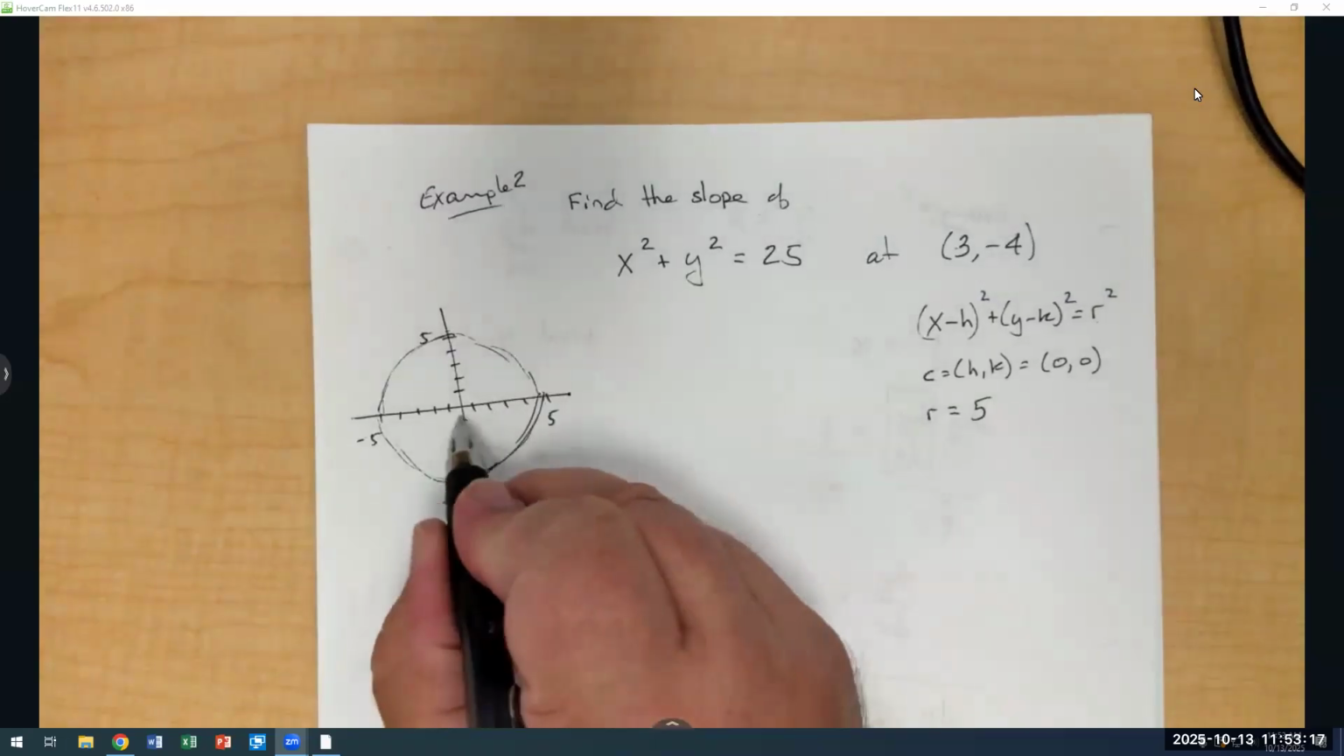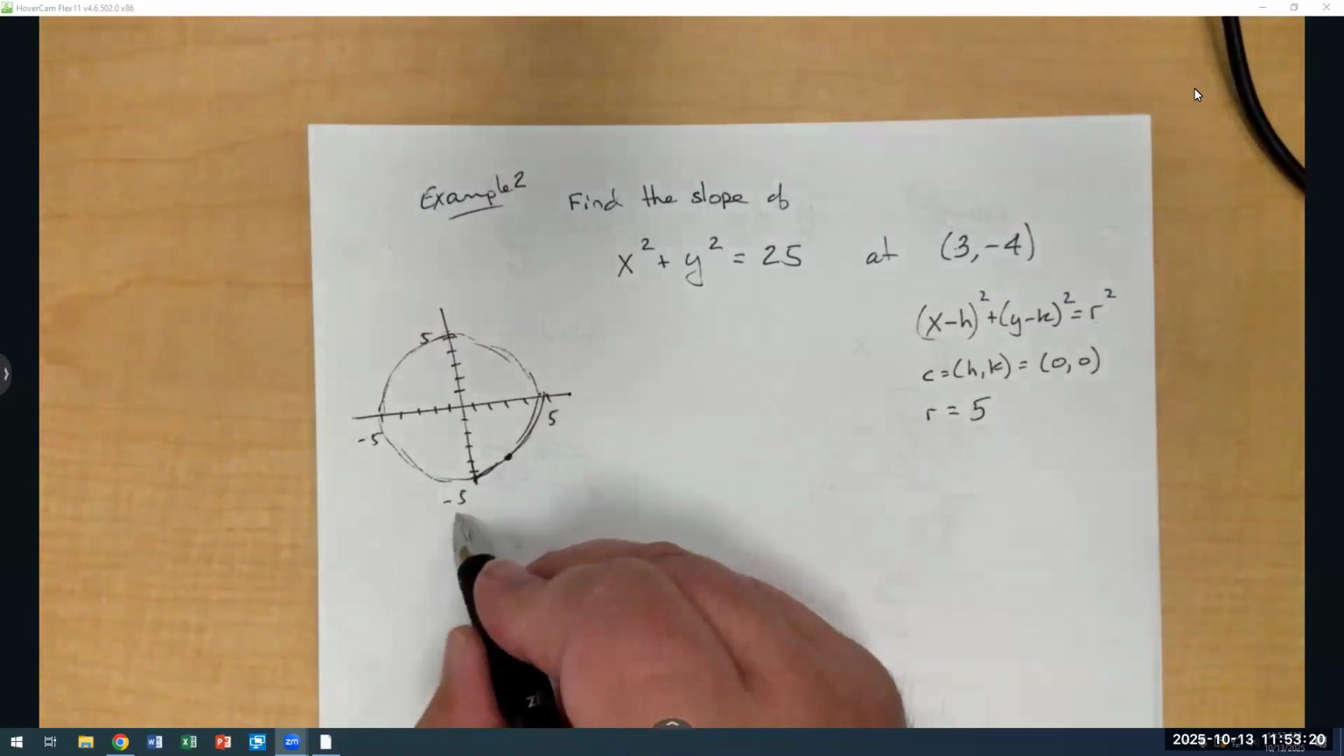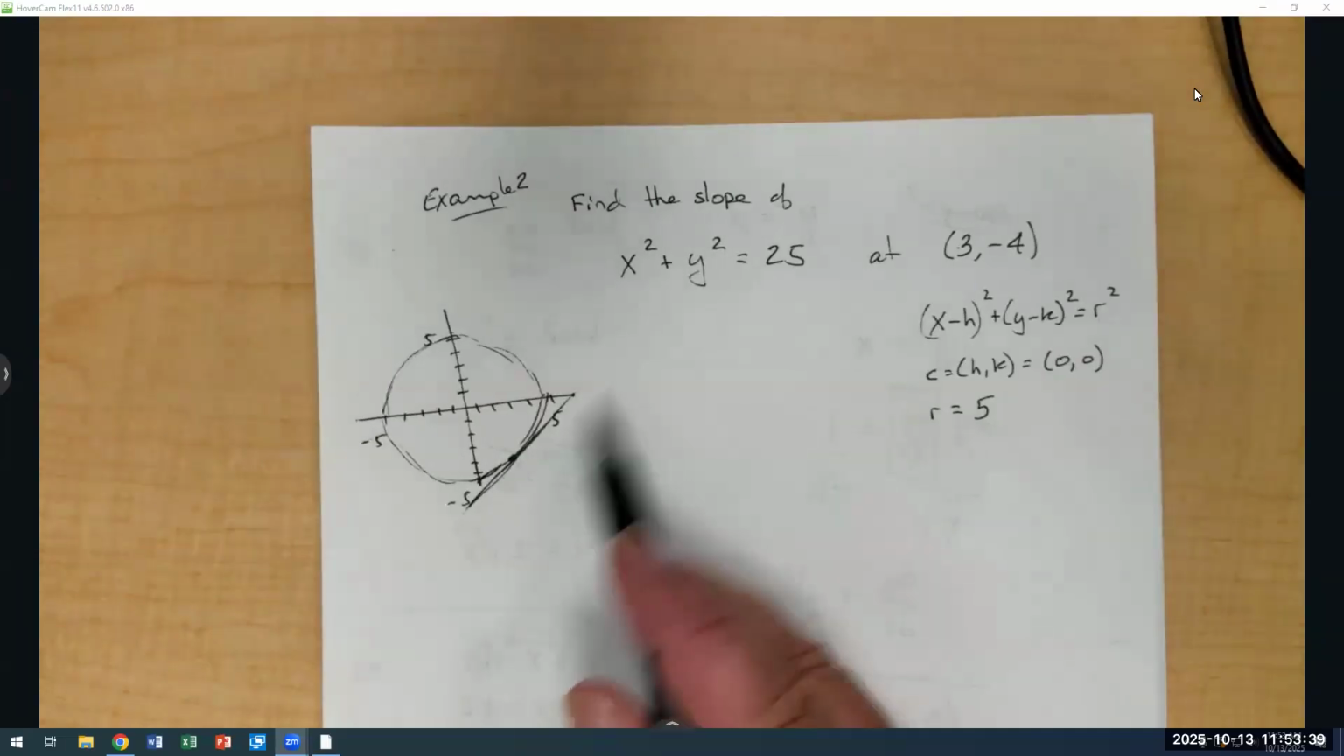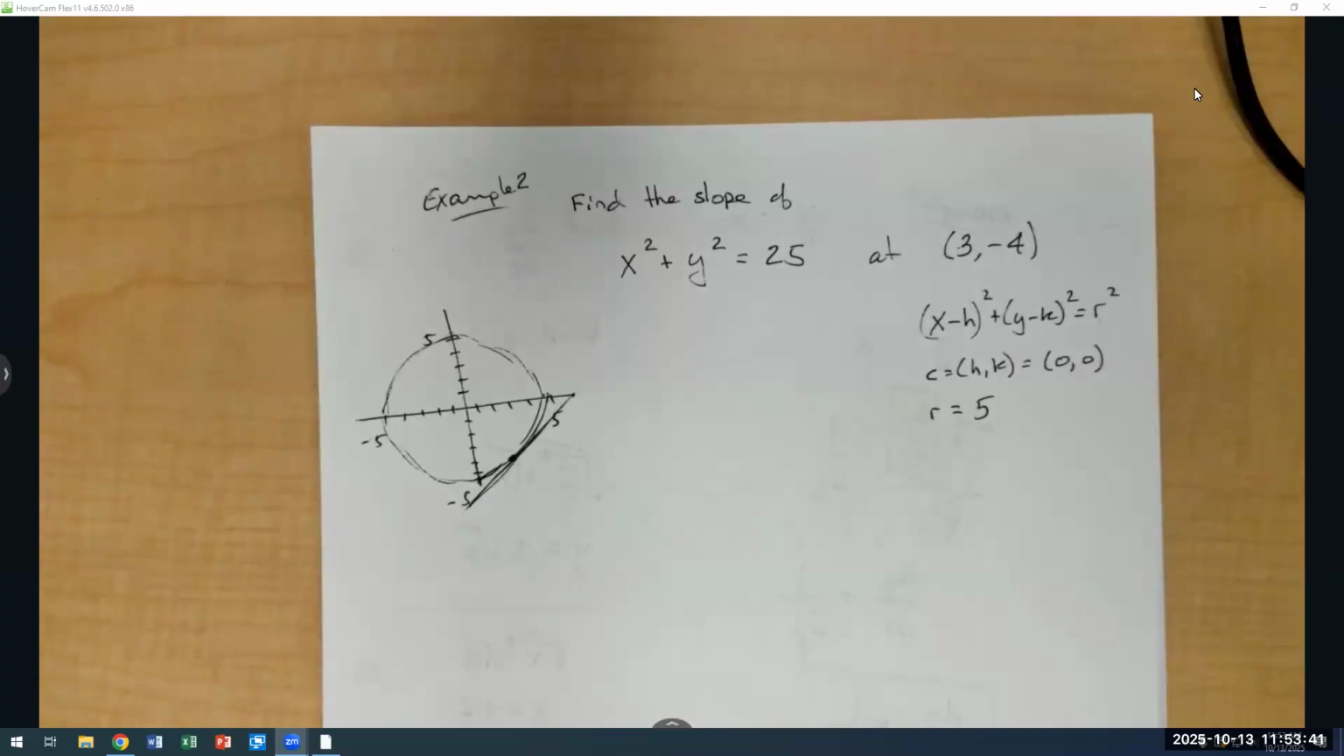What we're looking for is at (3, -4). What's the slope of the curve at that point? Half of the battle is won already because we know it's going to be positive or negative. Negative. Because it's going up, it's positive. So we know that our slope has to be positive. So how do we find the slope? What do we need to find?